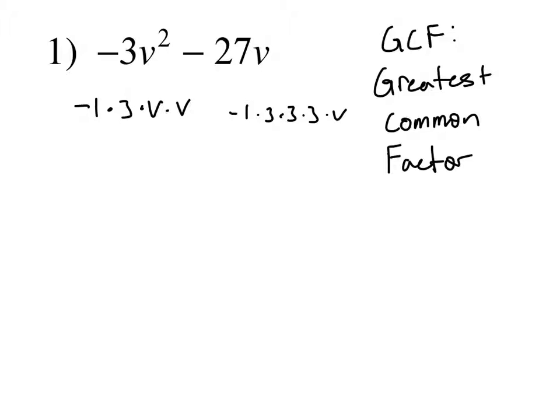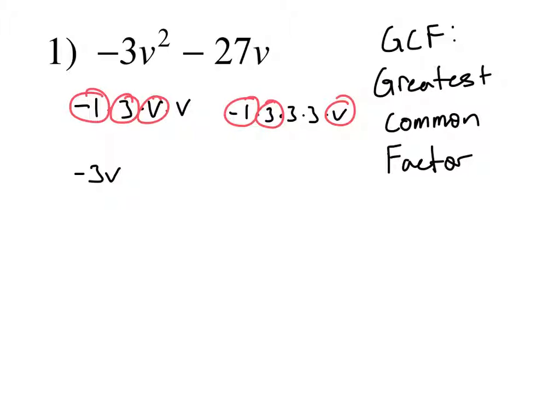All right, now again, I said this before we started. Are you going to have to show this work on every problem? No. This is to help you if you don't know where to start. If you have no clue what you're doing factoring polynomials, start by doing this. See if you can get a GCF. So to find the GCF, now that we have it all factored down, we circle what's common. Negative one, a 3, and a v. So our GCF is negative 3v.